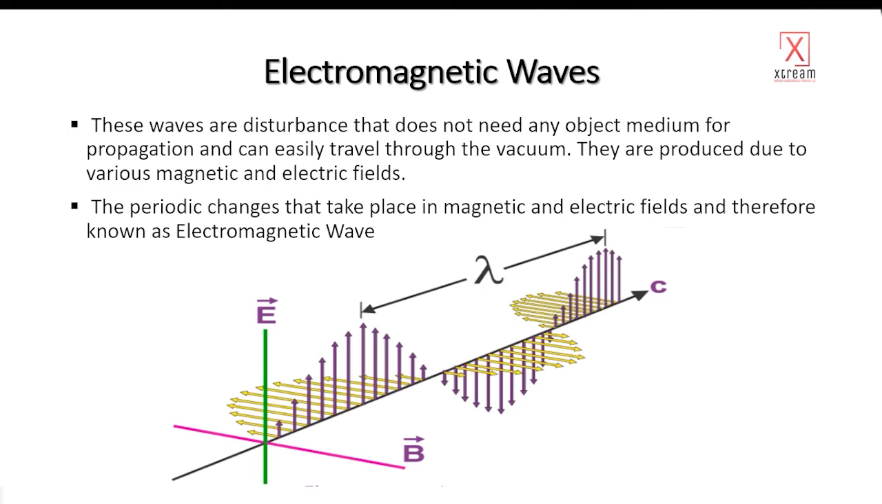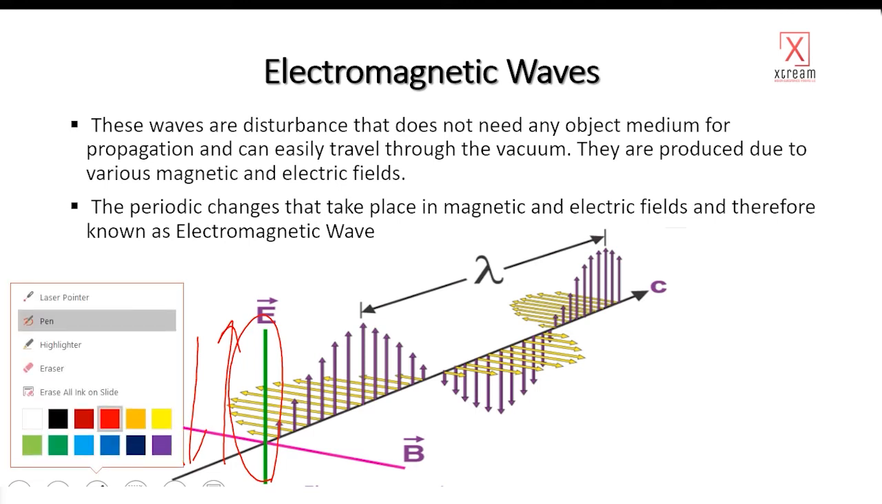They are produced due to magnetic and electric fields. If you can see the figure over here, let's suppose we have an electric wire, which is the simplest form of antenna. When the current in the wire goes up and then goes down with a specific frequency, it will produce a magnetic field around it.